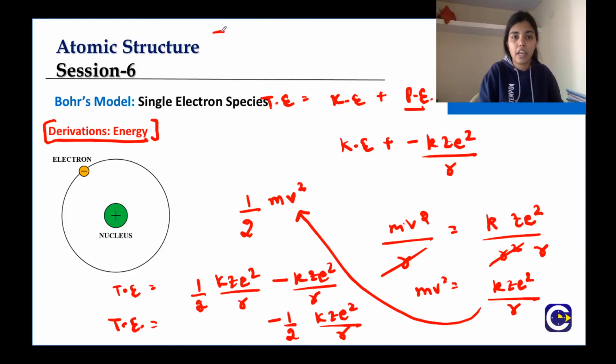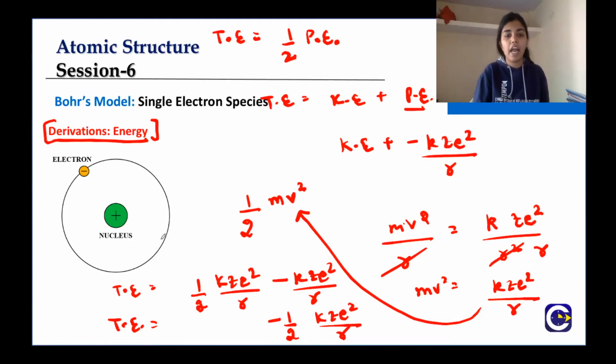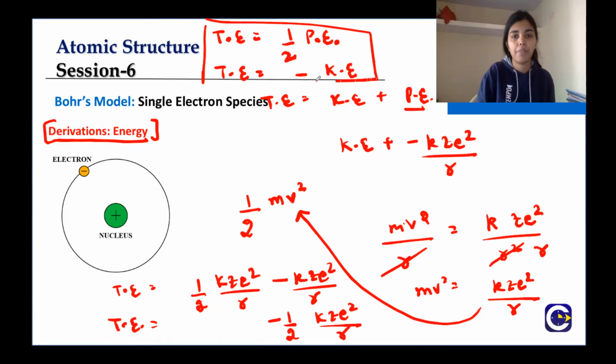We can also say that total energy is half of potential energy, right? Here you can see potential energy is minus kZe square by R and total energy is minus half kZe square by R. That means total energy is half of potential energy, and you can say that total energy equals the negative of kinetic energy, because kinetic energy is half of kZe square by R, and total energy is minus half of kZe square by R. So these two relations you need to remember here.